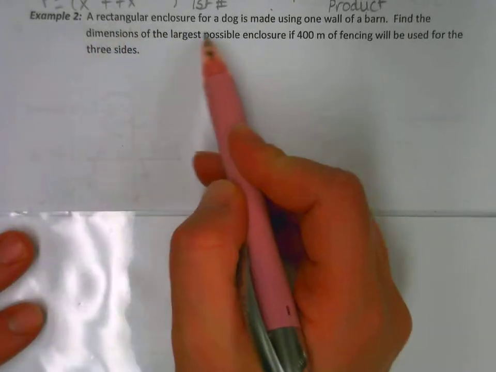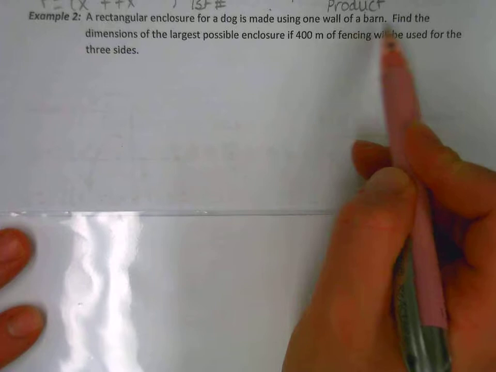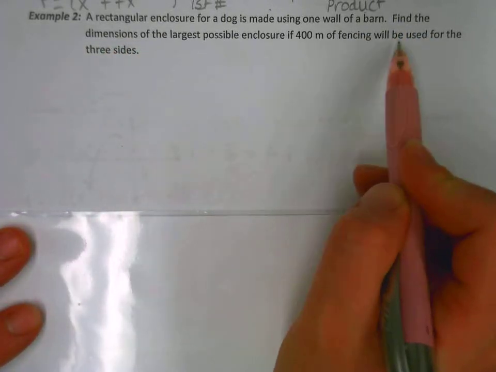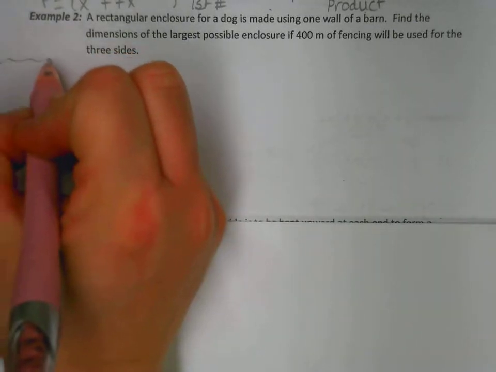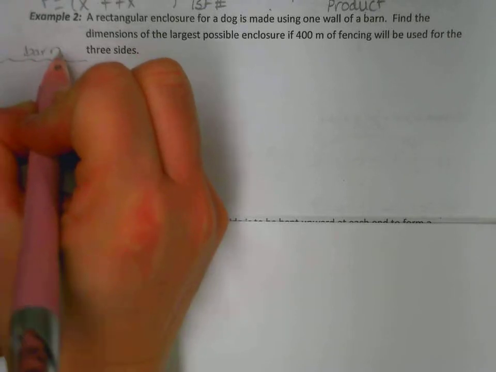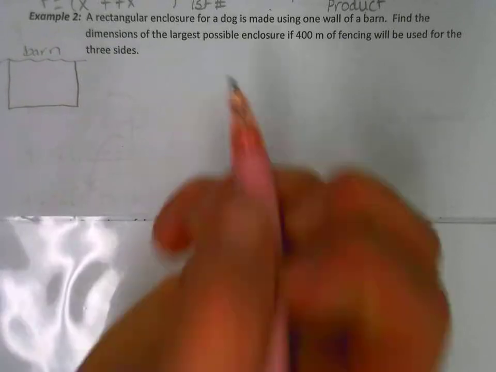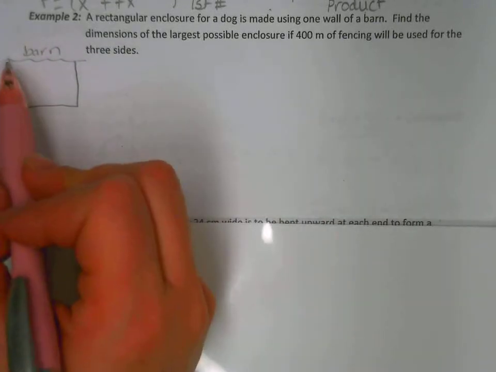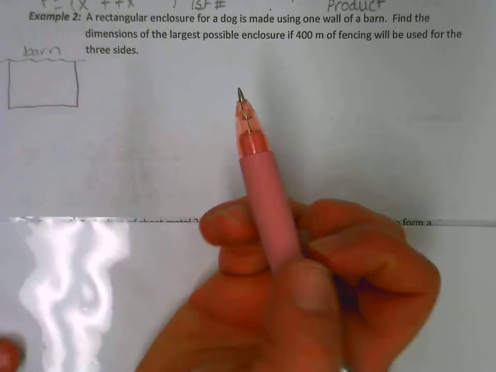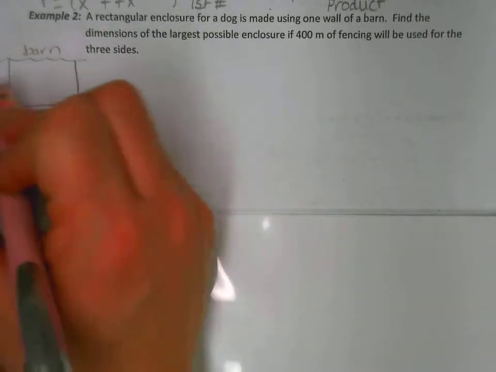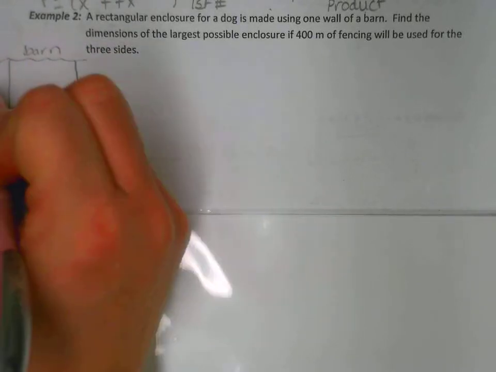A rectangular enclosure for a dog is made using one wall of a barn. Find the dimensions of the largest possible enclosure if 400 meters of fencing will be used for the three sides. So here's our barn side, and we want to create an area for dogs where we're fencing off these three sides, and we're using 400 meters of fencing. Obviously, if this is a rectangular enclosure, these two sides are going to be the same. So let's call this W and W, and this is going to be our length.